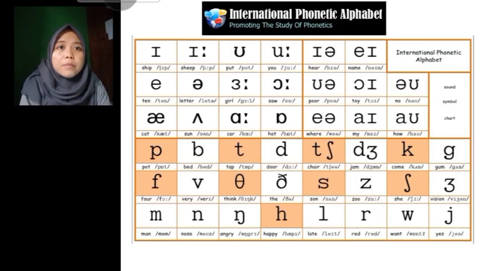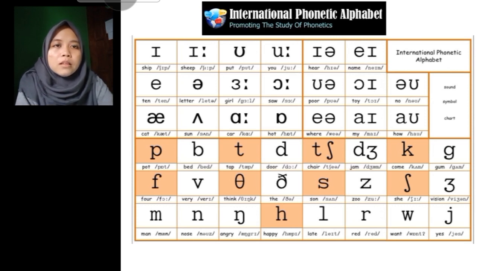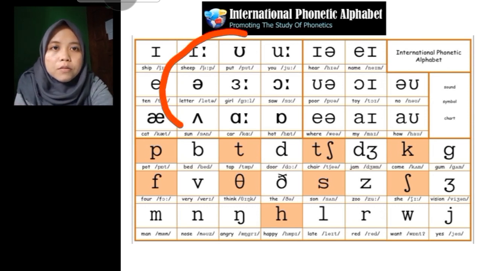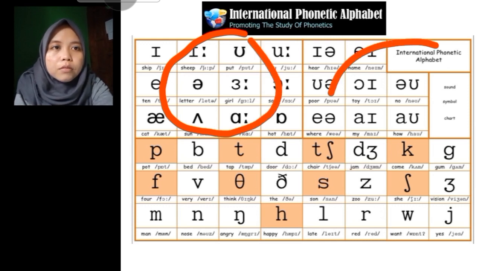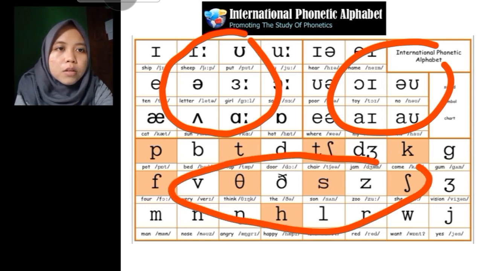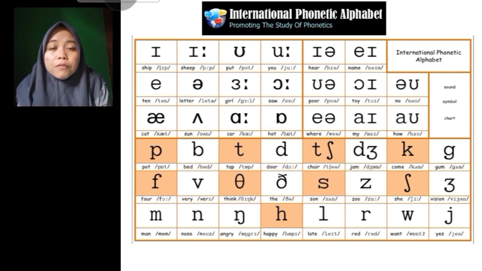Okay, this is the IPA chart. I'm going to explain the sounds to you one by one. If you look at the table, it is actually divided into 3 parts. This part is vowels, then this part is diphthongs, and the other part is consonants. Let's take a look at the vowels first.